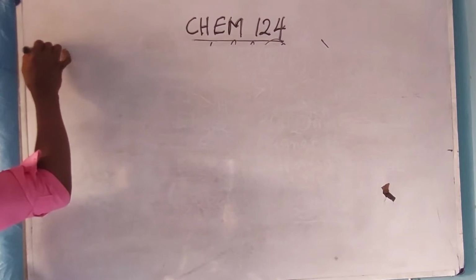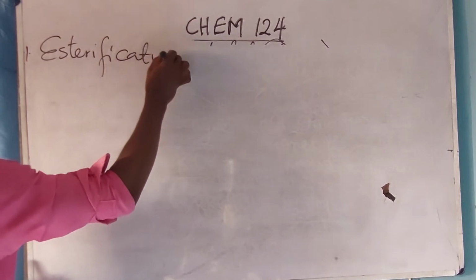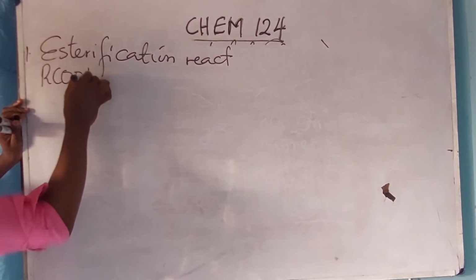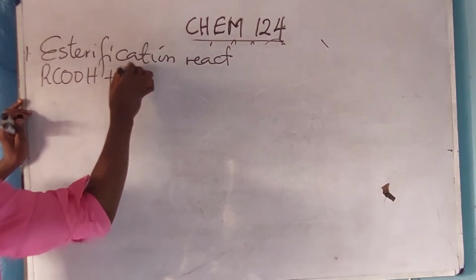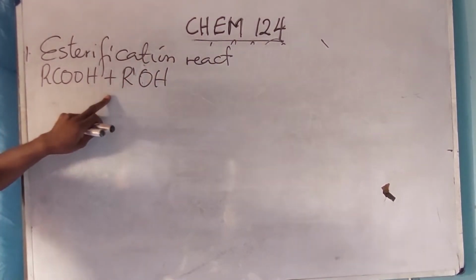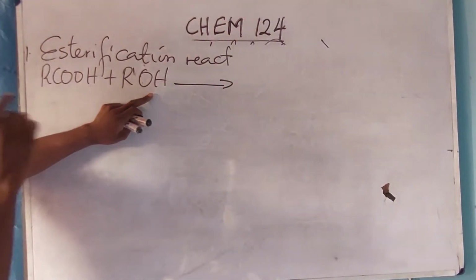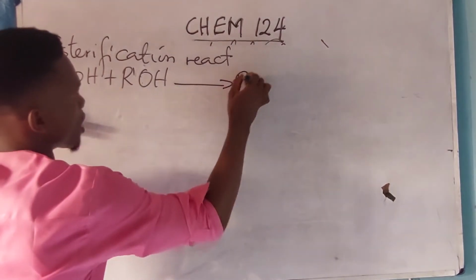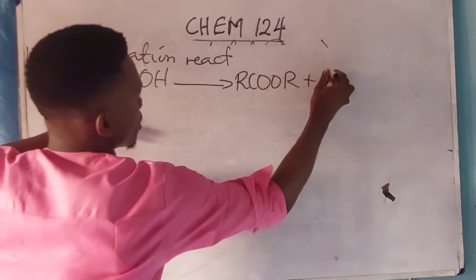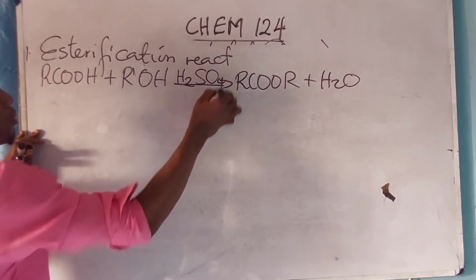Now the reactions that alkanols undergo. One, they undergo an esterification reaction. Now this is a reaction between an acid and alkanol. That is, it is a reaction between alkanoic acid or carboxylic acid and alkanol to produce ester and water only. This arrow is coming over, it becomes RCOOR, then plus water. Don't forget the dehydrating agent is what? The catalyst uses H2SO4.